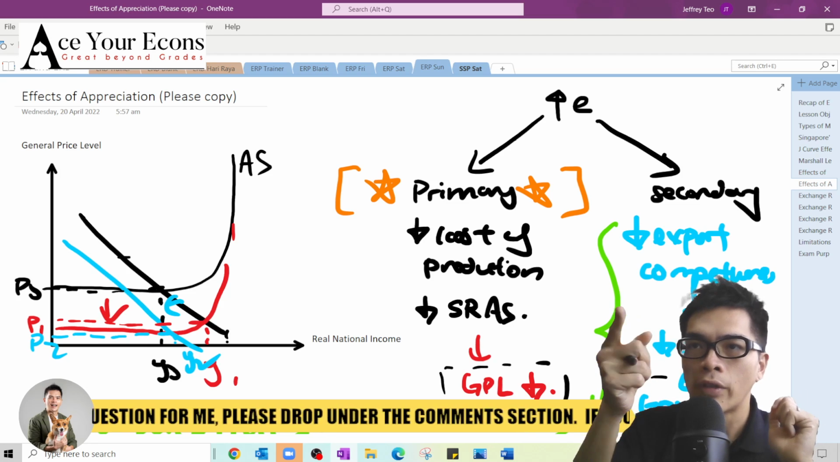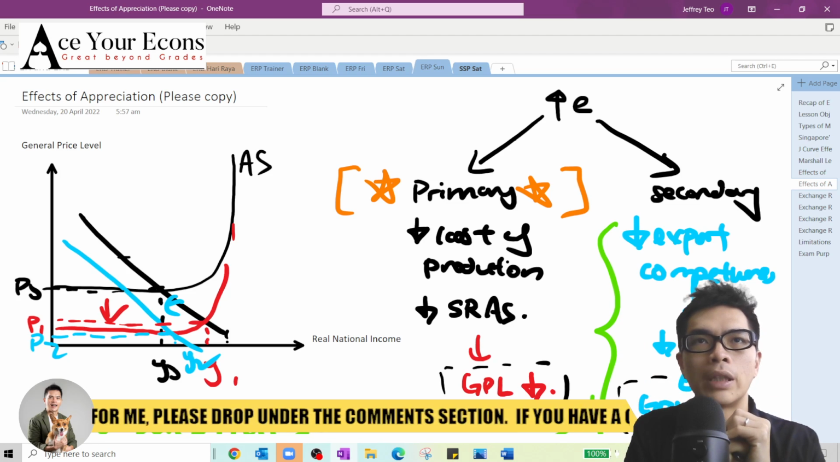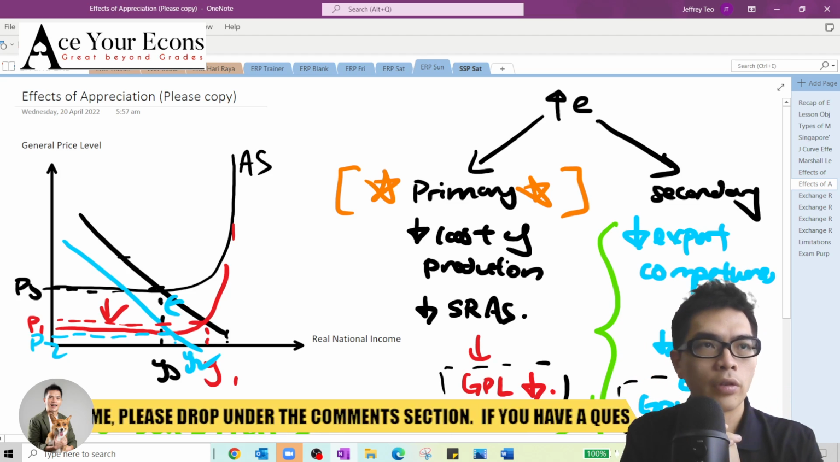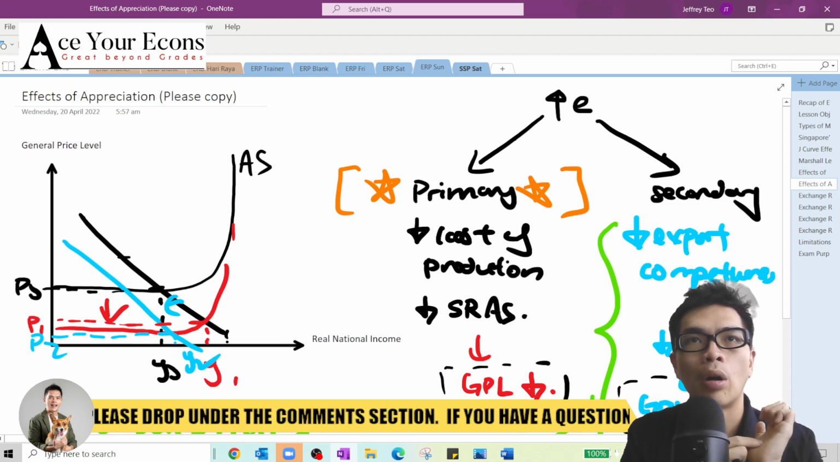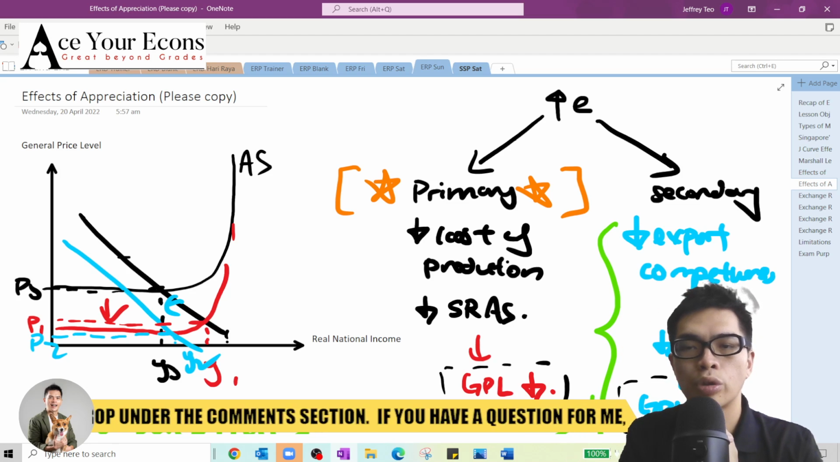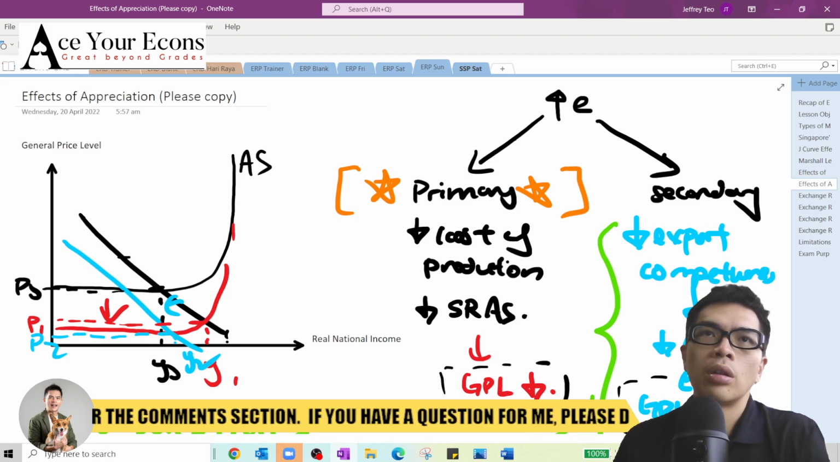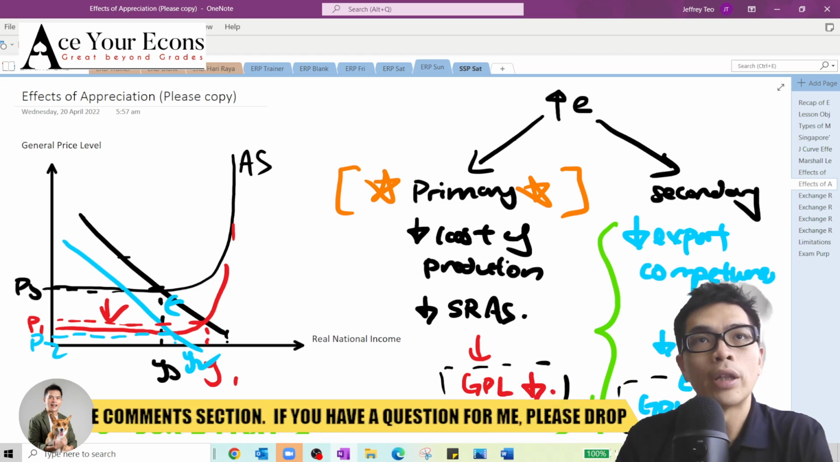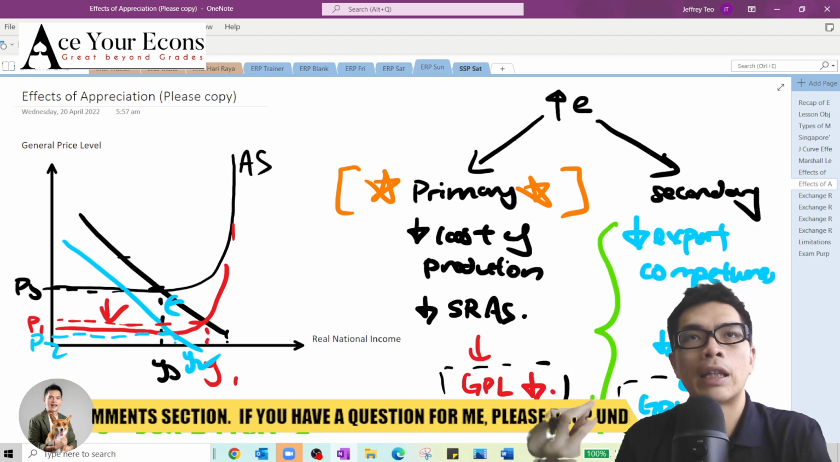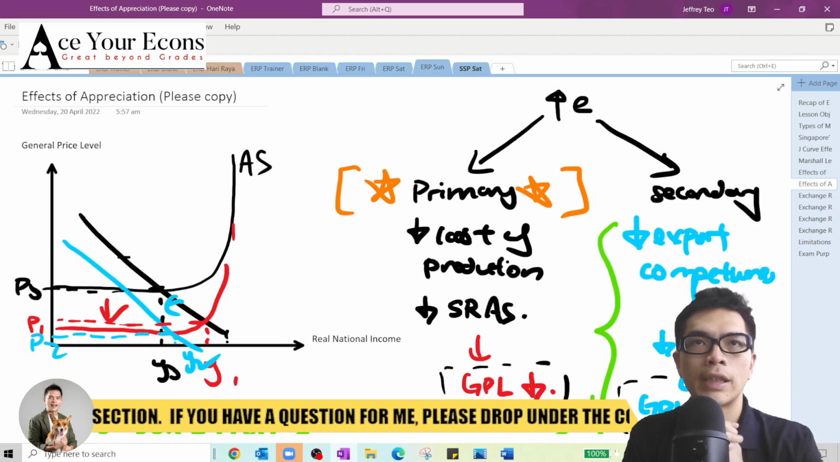So for whoever brought up demand pull, or whoever brought up price stability, not good enough. Primarily imported cost push inflation. Please put this down. This star is exceptionally crucial. Well, the secondary channel is to what? Is to lower demand pull inflation. That is the secondary channel, never the primary. You guys need to know what's the main and what's the side.